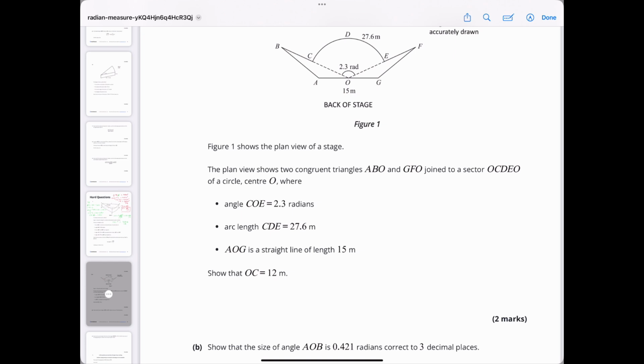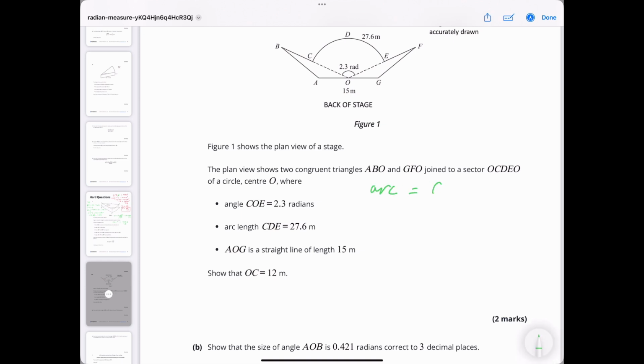So this is a stage. The plan view shows two congruent triangles, ABO and GFO, and various things. That's the angle of the stage. The arc length CDE is 27.6. And AOG is a straight line of length 15, so that's the bit at the back. Show OC equals 12.